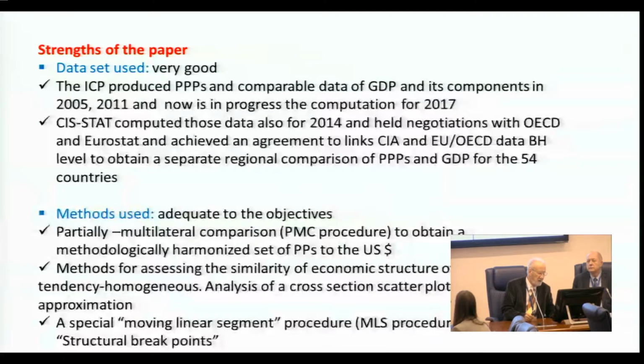CIS-Stat computed those data also for 2014, and that negotiation, that is an important point. Really, I appreciate it. Negotiation with OECD and Eurostat and achieved an agreement to link the data at the basic heading level in order to obtain a separate regional comparison of PPPs and GDP for the 54 countries. The second strength is the method used.